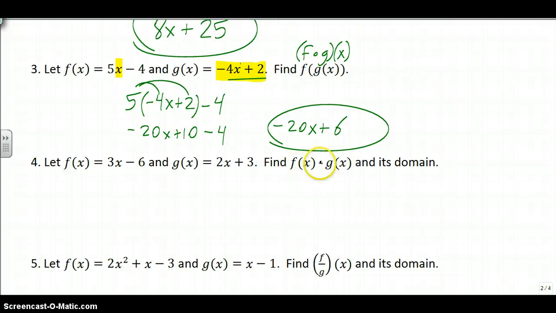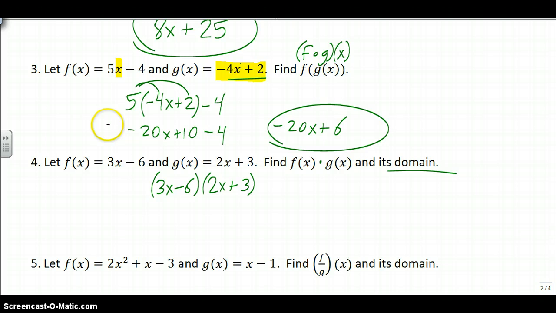Number 4 tells you to do f times g. Remember, closed dot is times. And its domain. Don't forget the domain. Okay. Well, you can do f times g. That's pretty easy. Once again, the domain is going to be all real numbers, because this guy has no trouble, this guy has no trouble, so any combination, as long as it's not division, is not going to have trouble either. FOIL.